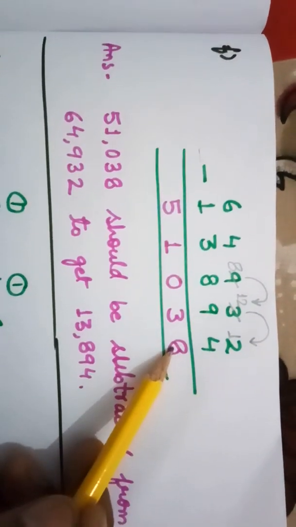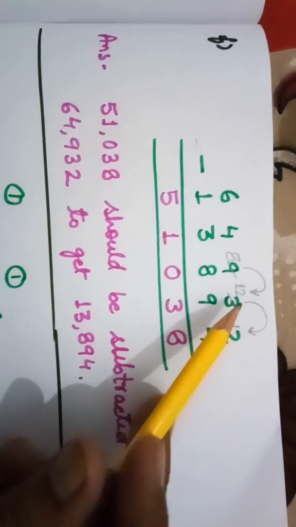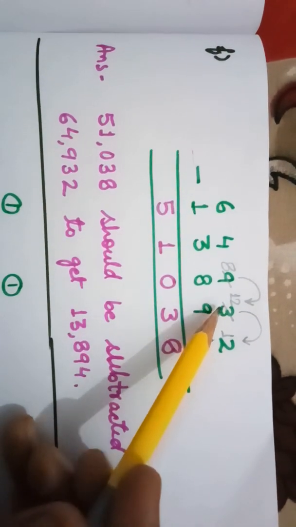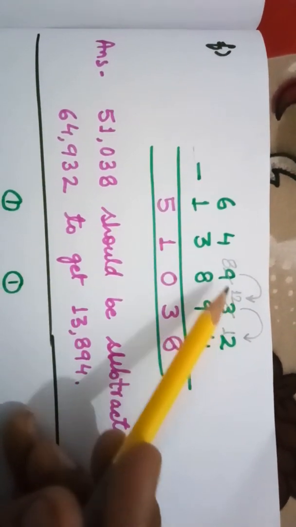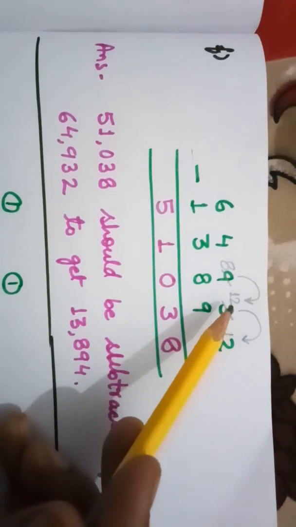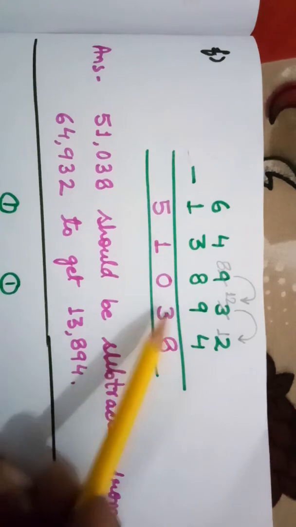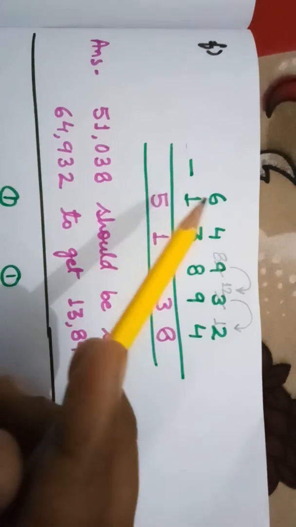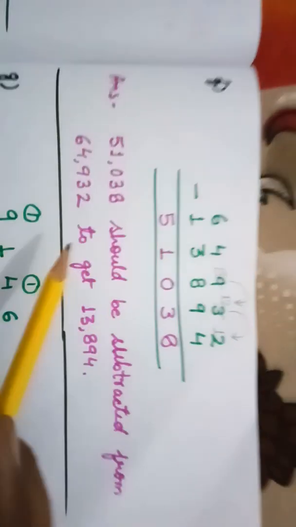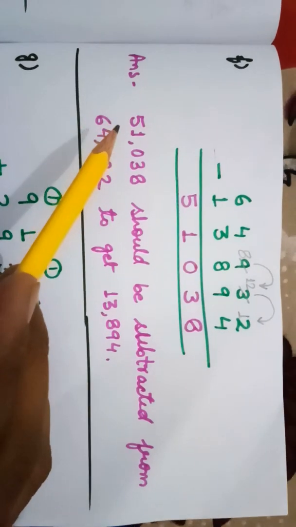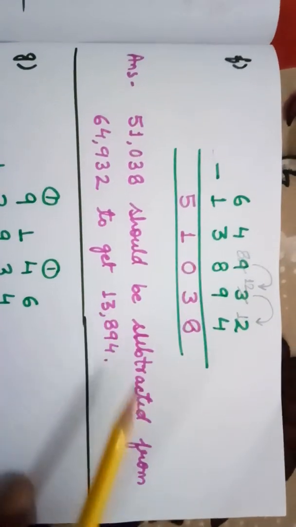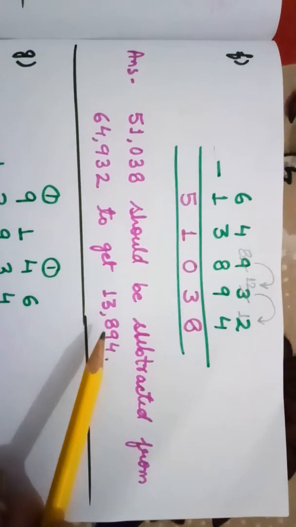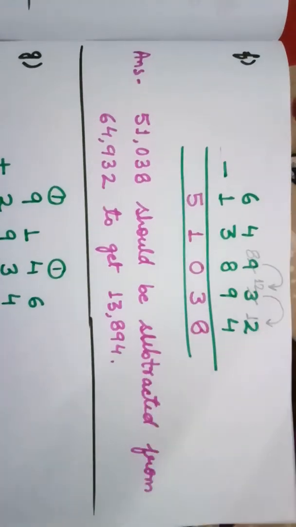12 minus 4 is 8. 1 ten will be borrowed from 3, so it will become 12. Now this 3 will become 2. Then this 2 will take 1 ten from 9 and will become 12. So 12 minus 9 is 3, and 8 minus 8 is 0. 4 minus 3 is 1, and 6 minus 1 is 5. So the answer will be 51,038 should be subtracted from 64,932 to get 13,894. This is question number 1F.